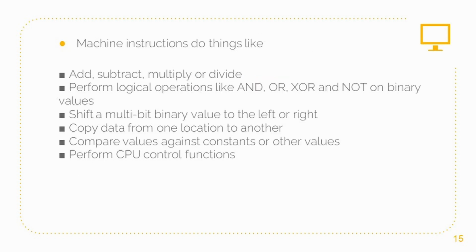Machine instructions are the fundamental building blocks of computer programs, each specifying a particular operation or action to be performed by the CPU. Here's a breakdown of some common types of machine instructions and their purposes. 1. Arithmetic instructions. These instructions perform basic arithmetic operations on data, such as addition, subtraction, multiplication, and division. They operate on binary values stored in registers or memory locations and update the result accordingly.